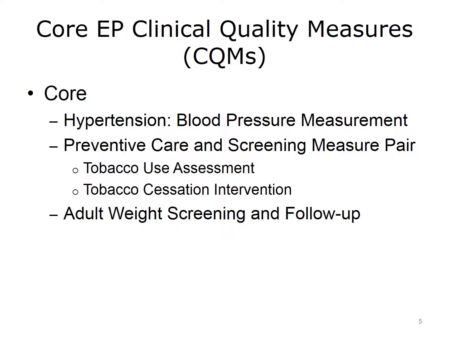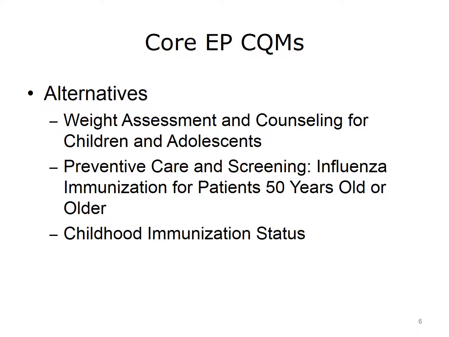This slide shows the core CQMs for eligible professionals. Recall that there were 3 core and 3 alternatives that could be used if the core measures could not be measured. The core measures included blood pressure measurement, tobacco use screening and cessation intervention, and adult weight screening and follow-up. The alternatives were weight assessment and counseling for children and adolescents, influenza immunization, and childhood immunization status.